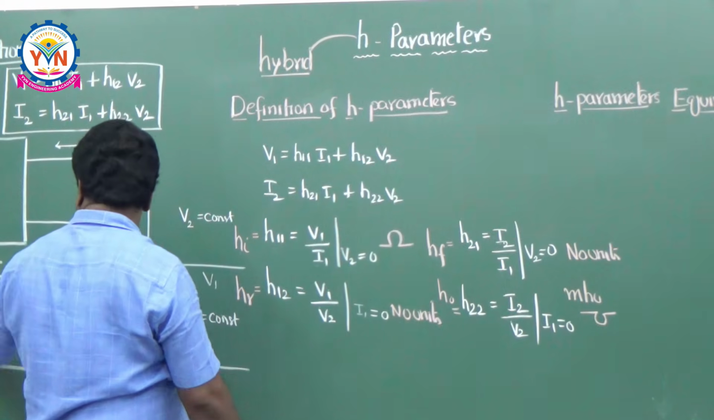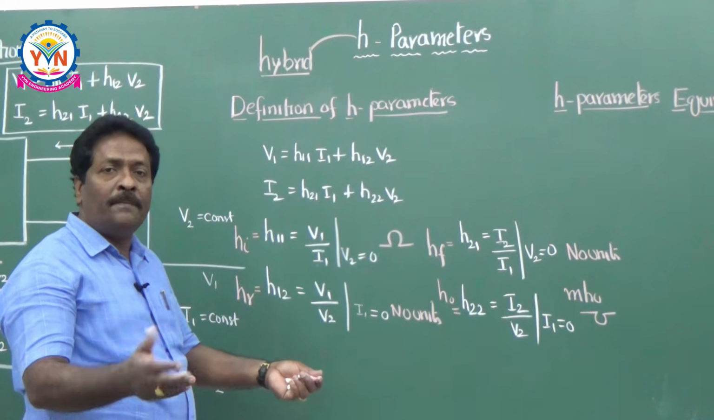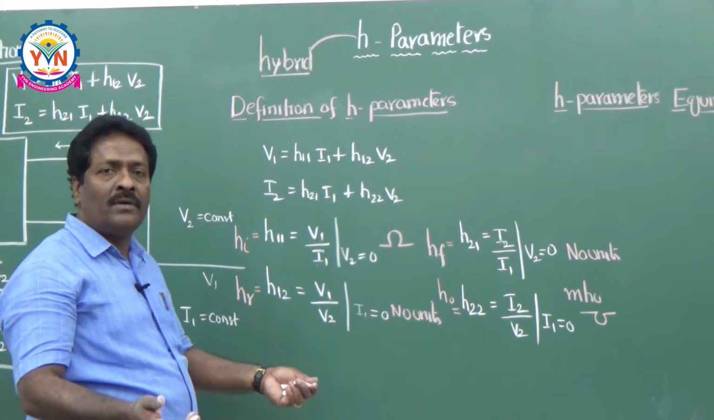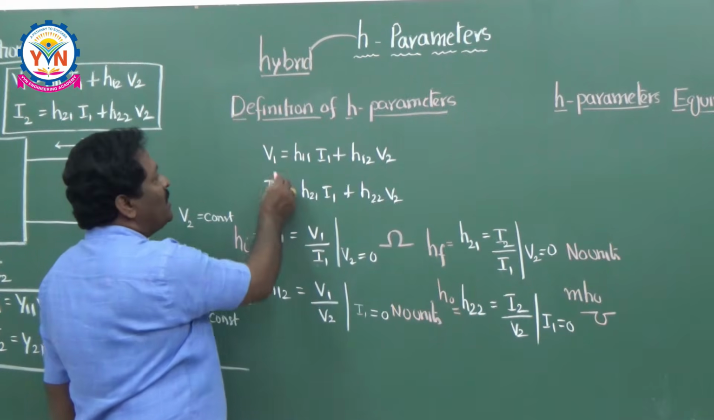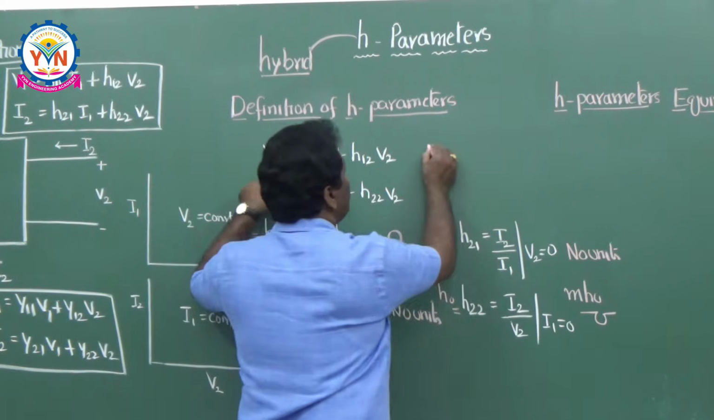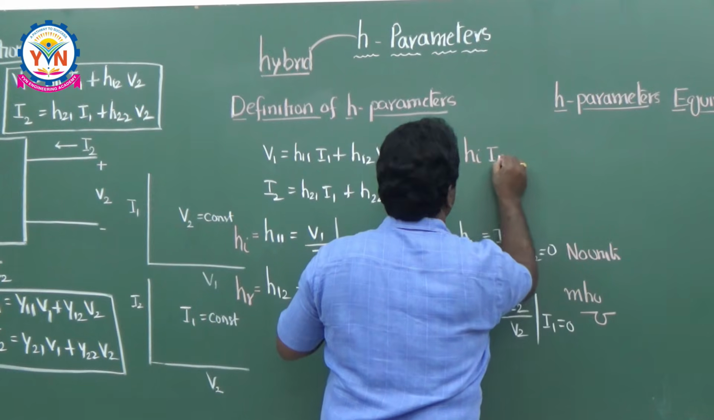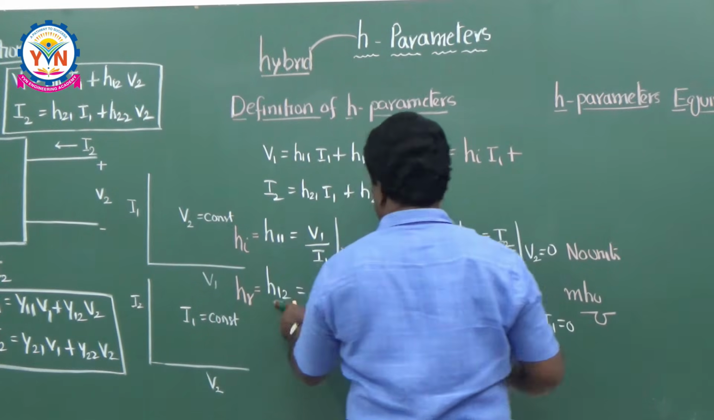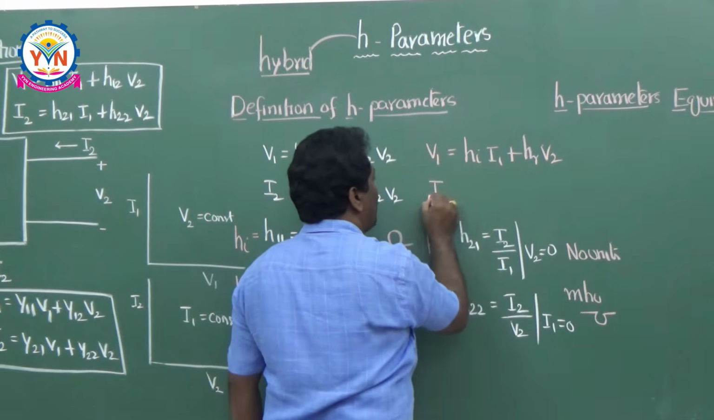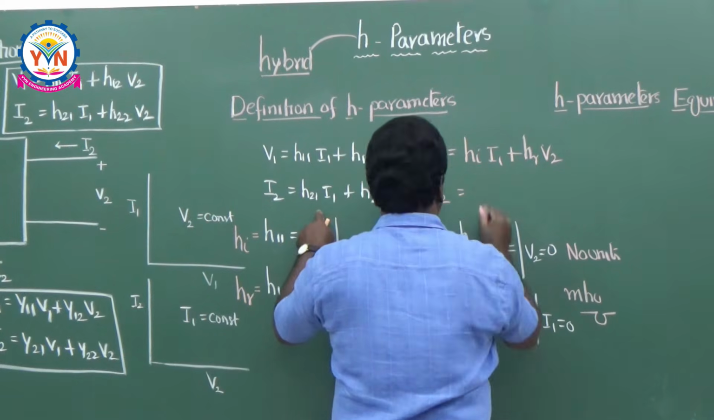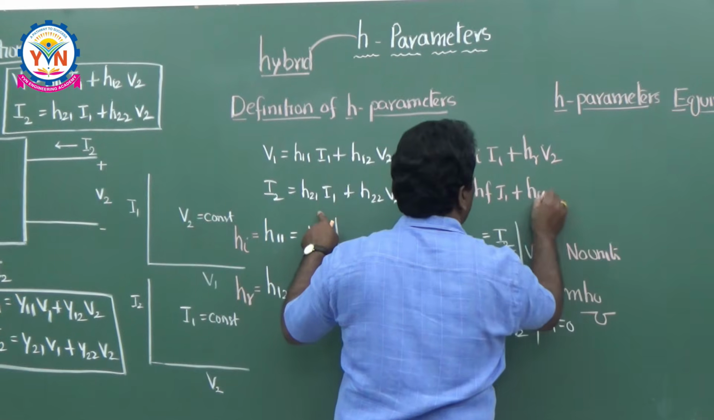But whereas in your impedance parameters and admittance parameters, their units are the same. In impedance parameters, what is the unit? Ohms. In the admittance parameters, mhos. But here, units are not the same. So this equation I can write down here. V1 is equal to H11, means HI, times I1 plus what is H12? HR times V2. And what about the second equation? I2 is equal to HF times I1 plus HO times V2.